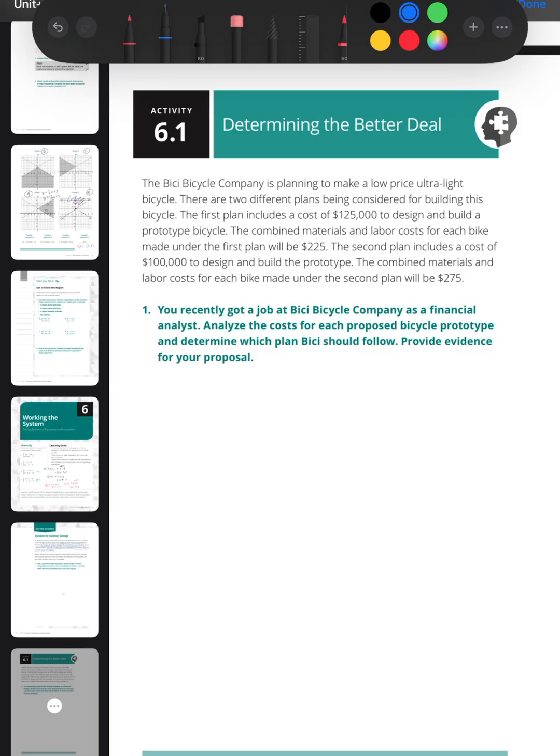So it says the Bicycle Company is planning to make a low-price, ultralight bicycle. There's 2 different plans to be considered for building this bicycle. The first plan includes a cost of $125,000 to design and build a prototype bicycle. The combined materials and labor costs for each bike made under the first plan will be $225. And then the second plan, I'm going to make this in red, includes a cost of $100,000 to design and build a prototype. And the combined materials and labor costs for each bike on this one was $275.